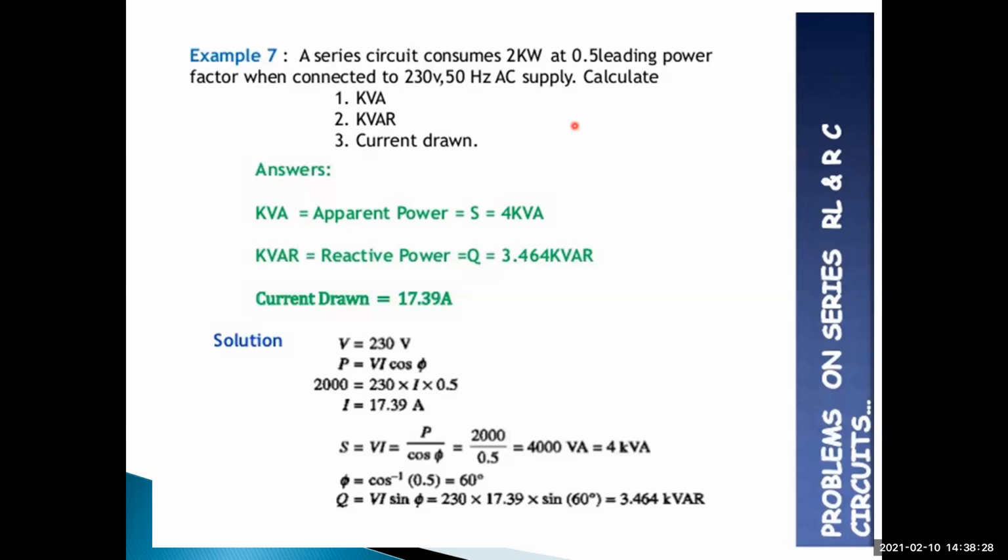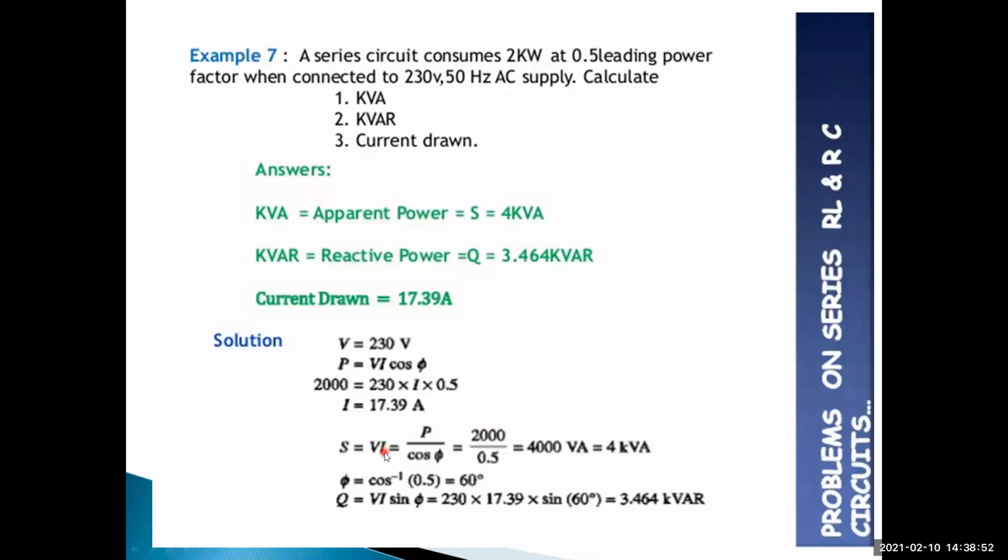If imaginary parts are there, for example the current is 17.39 plus 0 into j, or if any imaginary parts are there, substitute S is equal to VI conjugate. If there is no imaginary part, only a real part, then directly S is equal to VI. That is called apparent power, otherwise complex power.